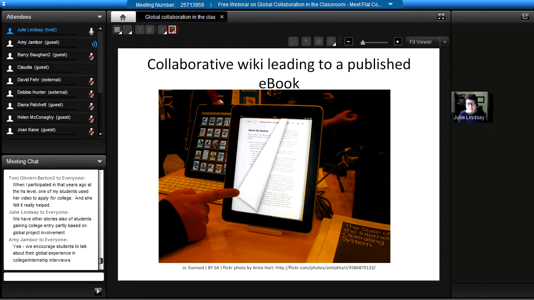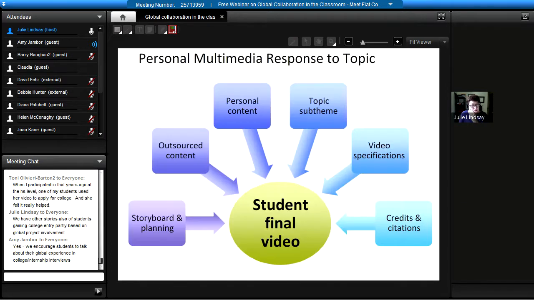And then ultimately, the idea is for them to be published, to create an online publication so that they can share their work out to the world. They can organize their research in a way that they can share it with their global community, and not only students in the project, but students and teachers and other professionals around the world.